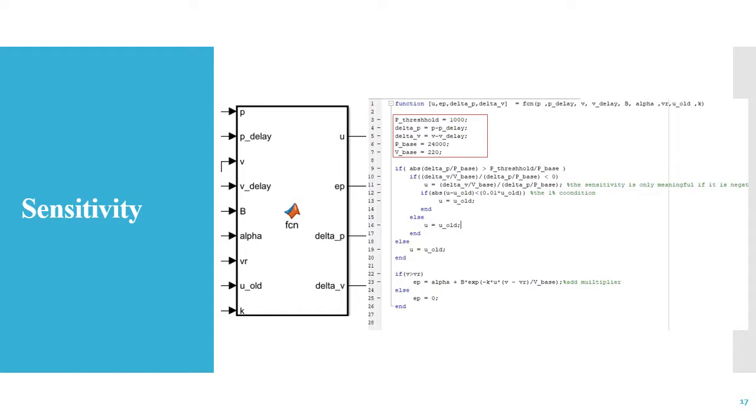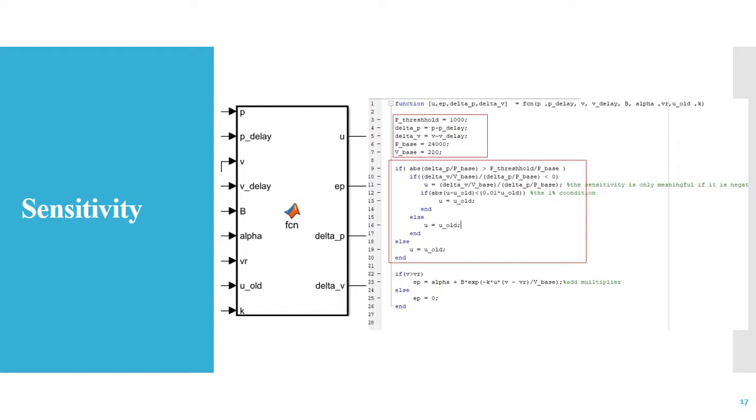Then we have delta P and delta V, which are the current power and voltage values subtracted from the delayed values. Then we have our power base and voltage base values that will be used to convert our values to per unit. So let's start with our first condition, which compares our current power value to the threshold. If our current value is greater than our threshold, then we have to act. Otherwise, we assign the old sensitivity value to the sensitivity.